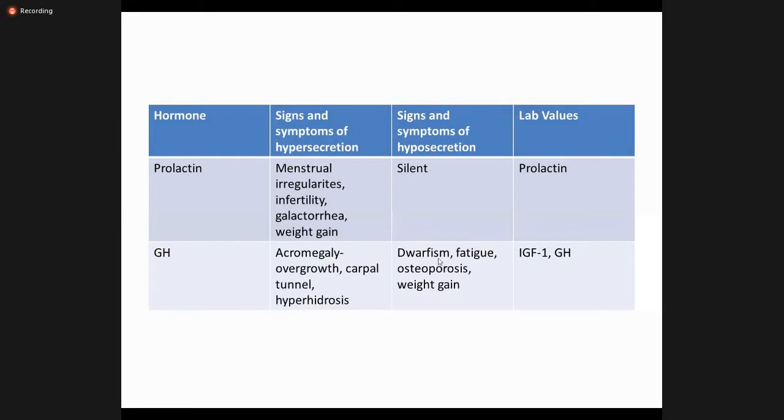On the other hand, hyposecretion of the growth hormone produces short stature, stunting of the growth, there is dwarfism, and an effect on the bone as well, osteoporosis and weight gain. So the tests which are important in this condition are the insulin-like growth factor and growth hormone, IGF-1 and growth hormone. These are important to diagnose this condition.